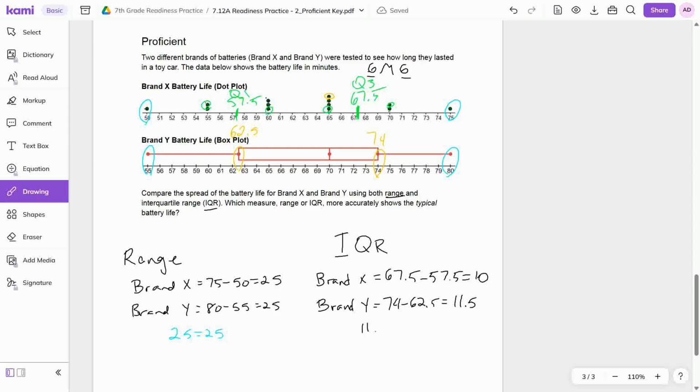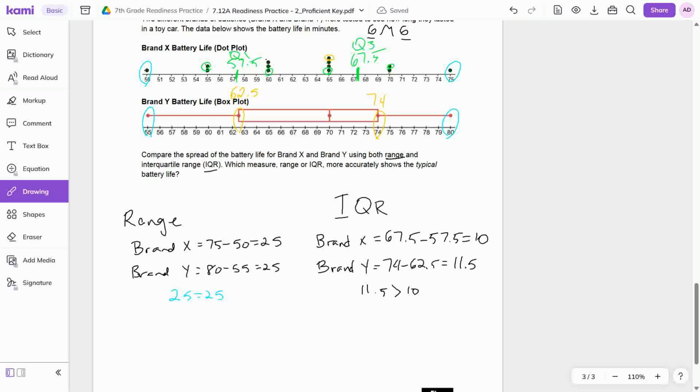All right, so let's look at our question. So we can say 11.5 is going to be greater than 10. Which measure, range or IQR, more accurately shows the typical battery life? Well, the range doesn't really help us, so we can say the IQR does a better job of showing typical battery life, and it's probably because of the type of measurement it is. So when we're talking about typical battery life, we don't want to know the extremes. We don't want to know from 80 to 55. We want to know what the average life is.